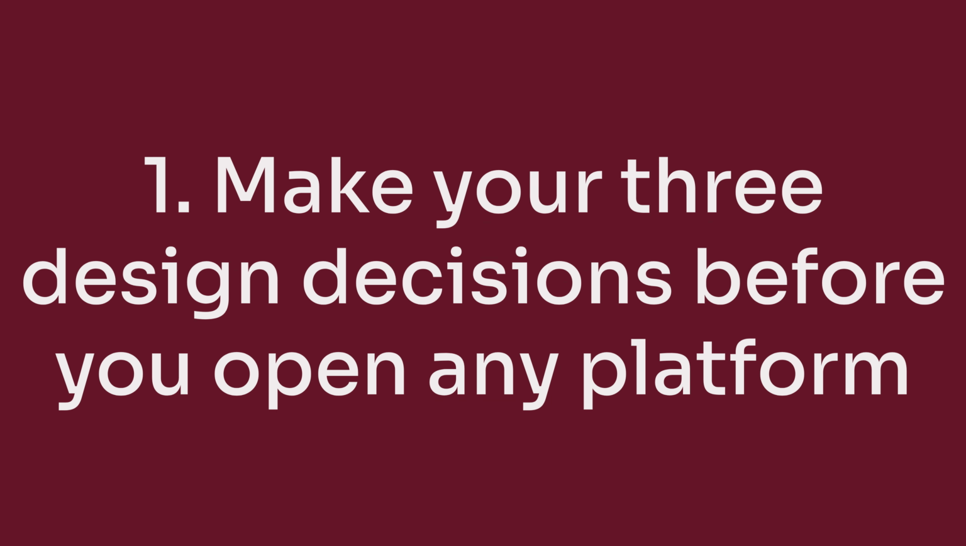So here's the order that works. Step 1, make your 3 design decisions before you open any platform. Your information map. Where does every bit of information live and how does it get there? Your connection plan. What tools need to speak to one another? What's triggering them to connect to each other? And what happens when they fire? Your maintenance plan. Who's keeping each item current? How often? And what does current mean to that particular item?